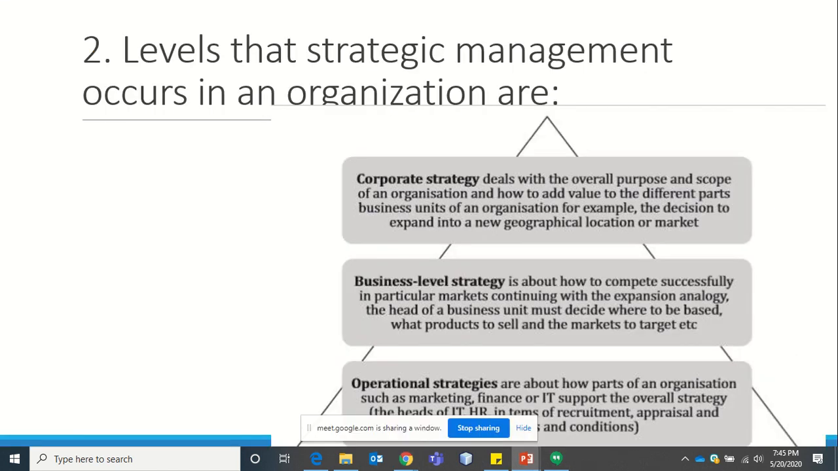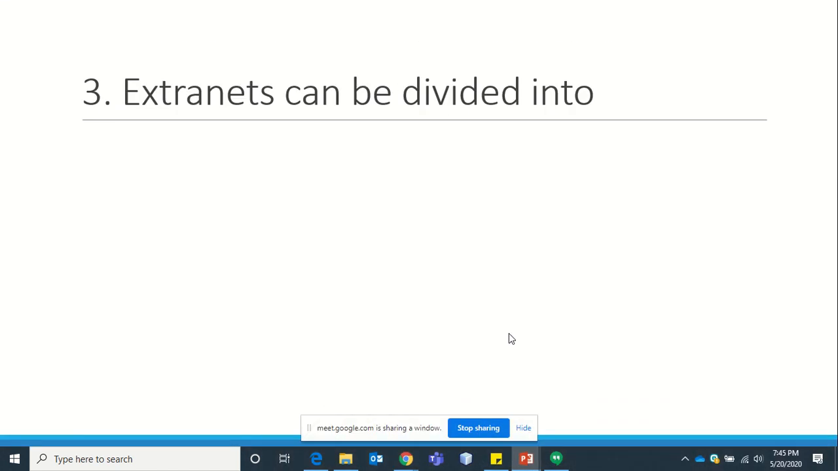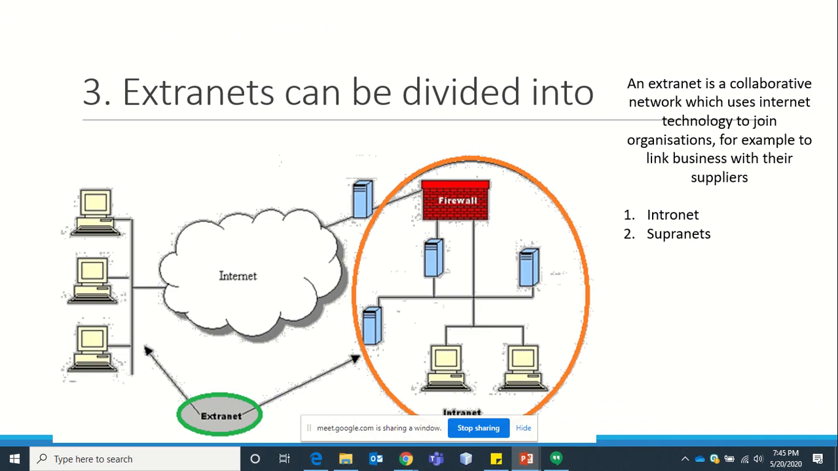Right. Okay. Third question: the extranet can be divided into... So the extranet. If we take an organization, nowadays, because of technology, organizations have created a lot of competitive advantages and so on. We are going to discuss those things. Because of that, within an organization we can see different IT systems. Mainly we can see the intranet and extranet.